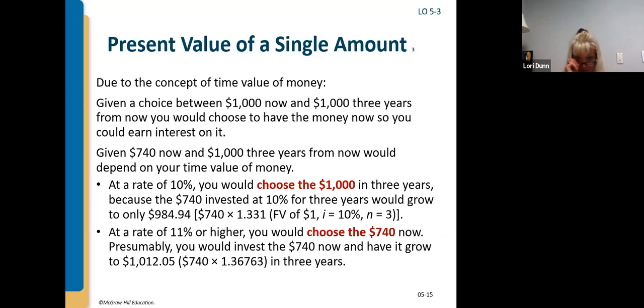But what if the rate was 11%? Go to the next column over. 11%, 3 periods. Now your factor is 1.36763. So what that's saying is, again, that's what $1 would be worth in 3 years at 11% interest. We want to know how much $740 will be worth. So multiply it by that: 1,012. So if the going interest rate is 11%, you should choose the $740 now, because it'll accumulate to 1,012 in 3 years. So don't take that $1,000 in 3 years, take the 740 now. So you can see how we're starting to use these calculations to make choices. Any questions on that?